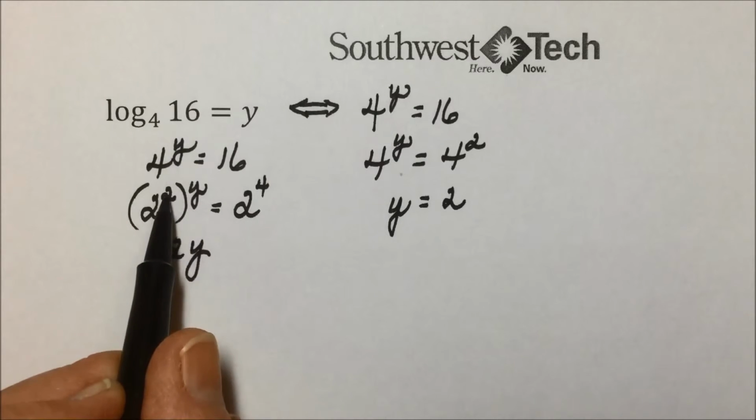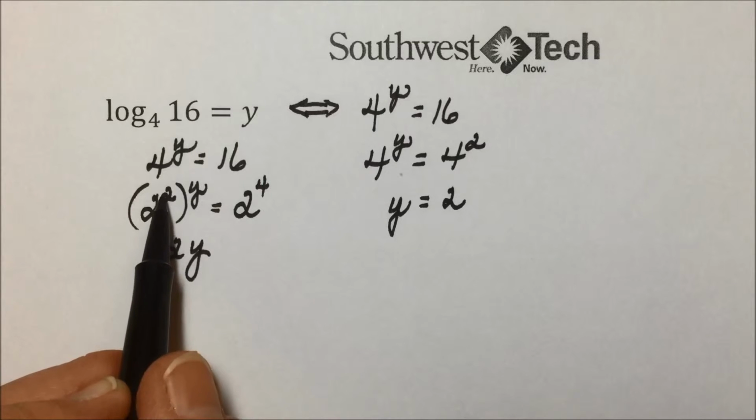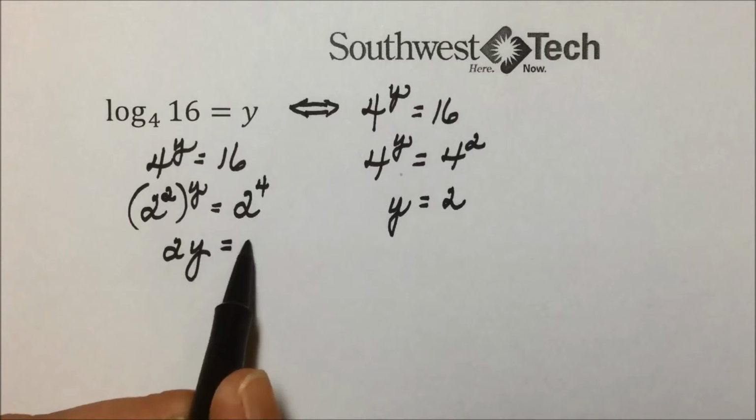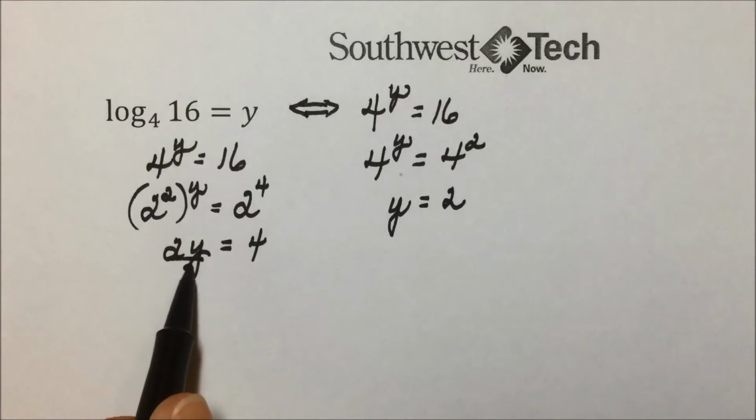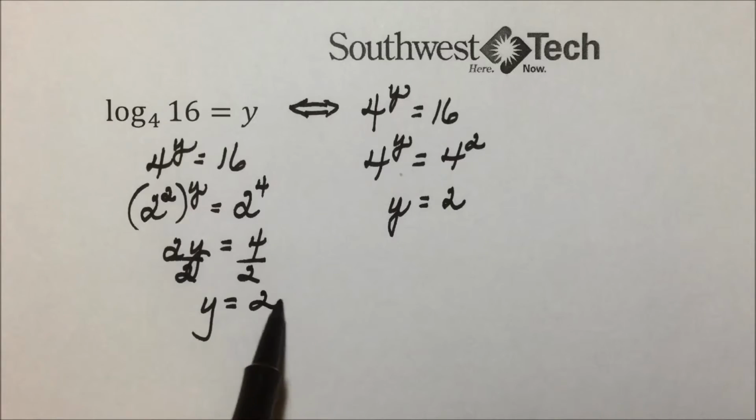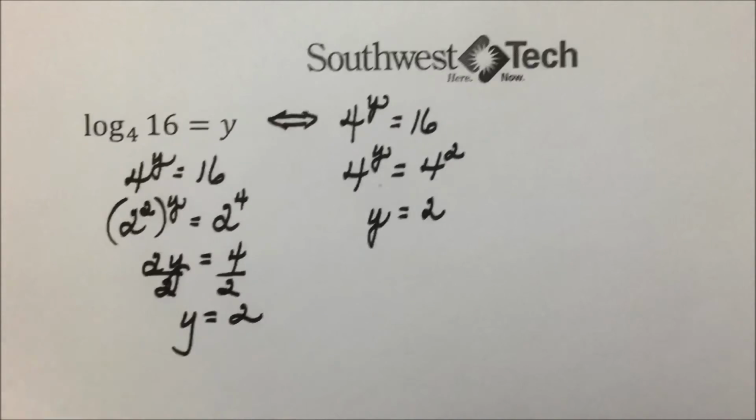So here we would have 2 times y. If you recall the exponential rule, power raised to a power, you multiply exponents. So we have 2 times y is equal to 4. Dividing both sides by 2, we still end up with the same solution, y is equal to 2.